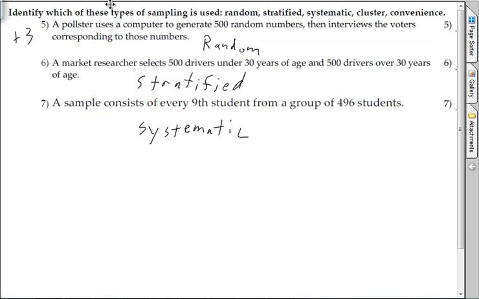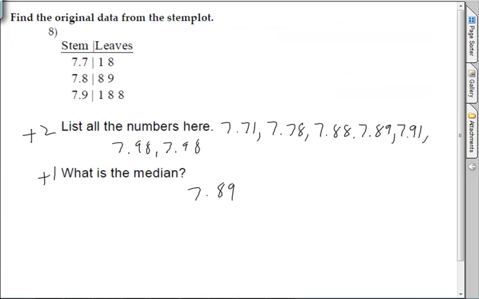6, a few people had problems with that. That's stratified. So if I break it up into a category, we stratify. And number 7 is systematic because it's every 9th person. 8, list all the numbers, and then what's the median, and that's 7.89. You just count to the middle.